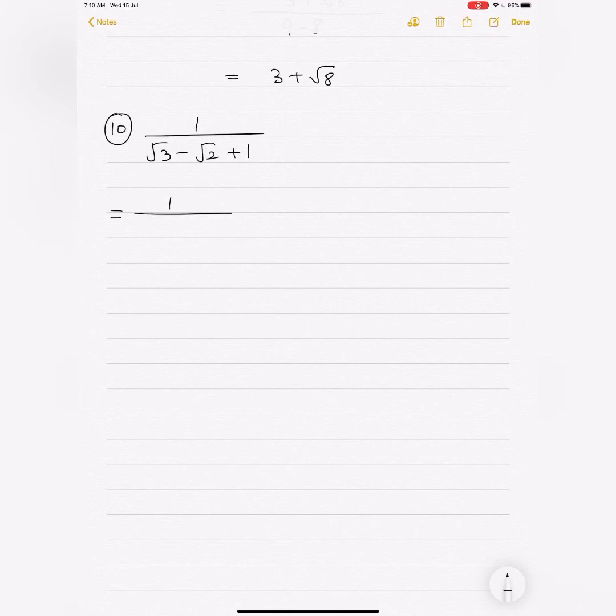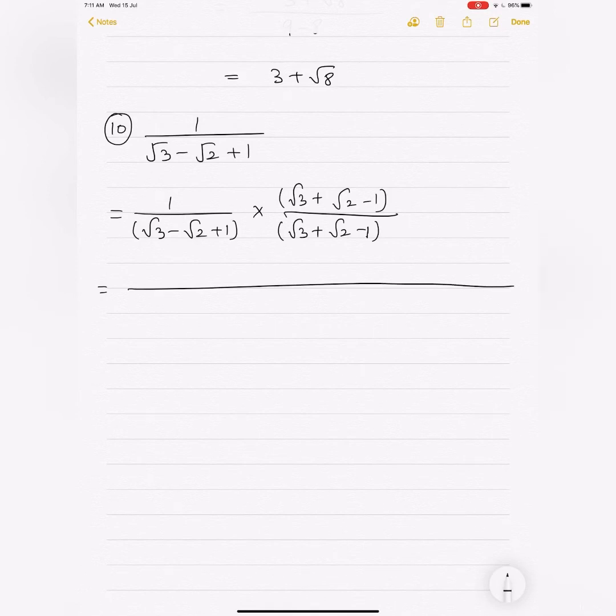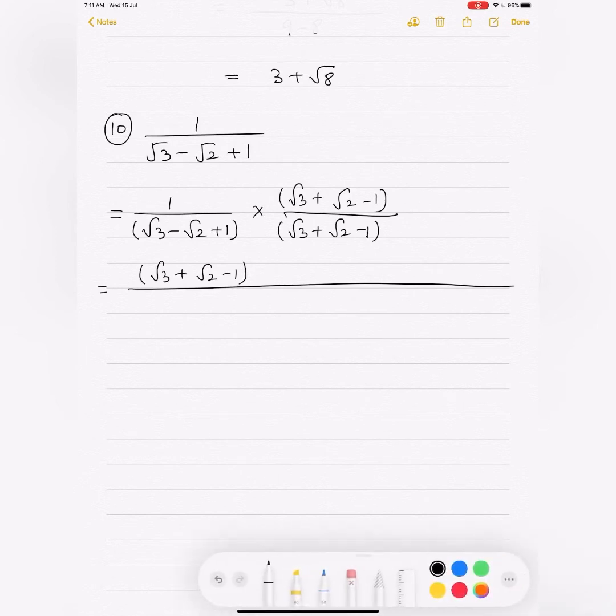So first now you write root 3 minus root 2 plus 1. Rationalize it with all of them with opposite sign. Root 3 plus root 2 minus 1. Now in the numerator you can see obviously we can't do anything, right? So I'll write it as root 3 plus root 2 minus 1. But in the denominator you can see I can multiply the denominators.